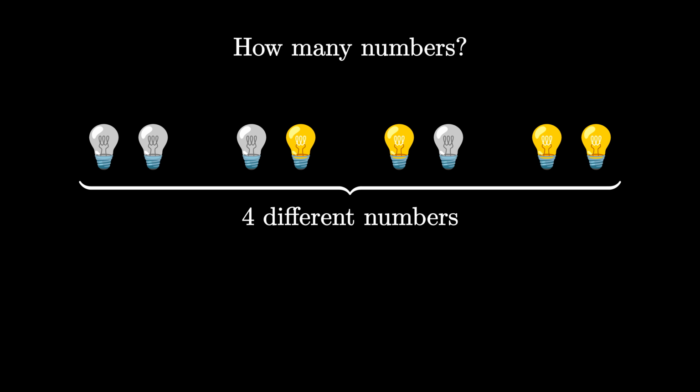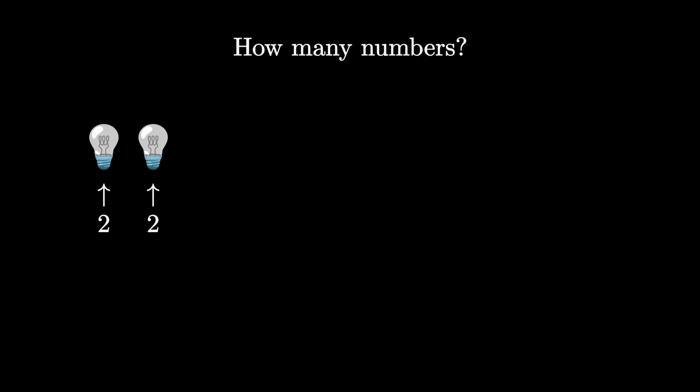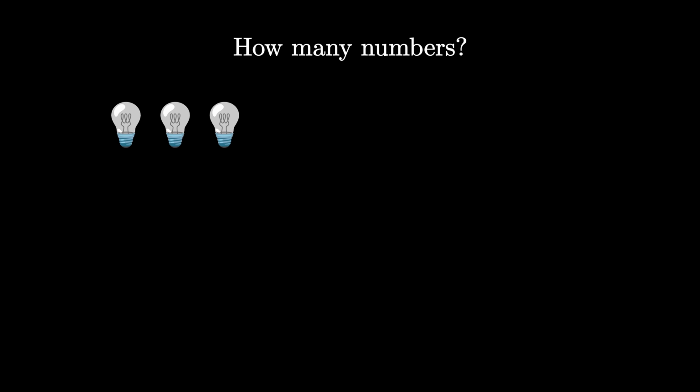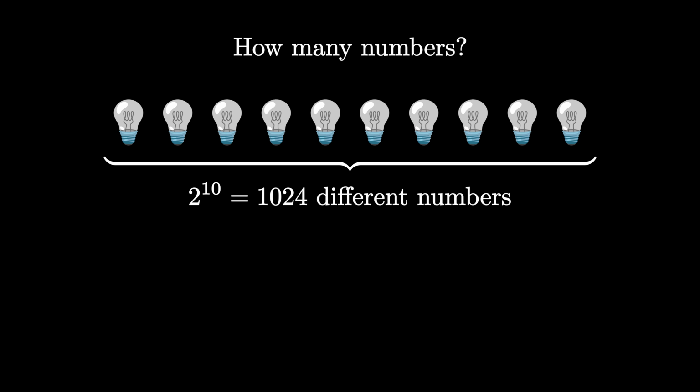And how could we have calculated that? Well, the first light bulb can be in 2 states. The same applies to the second. For both together, there are therefore 2 times 2, so 4 different configurations. If we add another light bulb with 2 states, there are a total of 8 configurations for the 3 of them. In general, we can get the number of all configurations by raising 2 to the power of the number of light bulbs we have. We can therefore represent a total of 1024 different numbers with our 10 light bulbs.